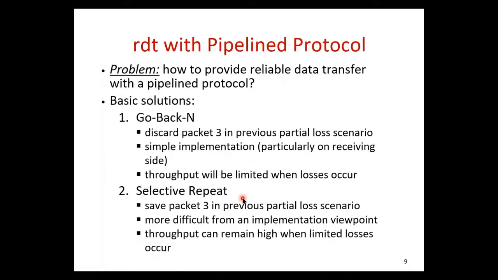The other approach is when we save packet 3. That approach is called selective repeat. It's more complex from an implementation viewpoint, but we will have better efficiency because packet 3 will not have to be retransmitted. Any question?